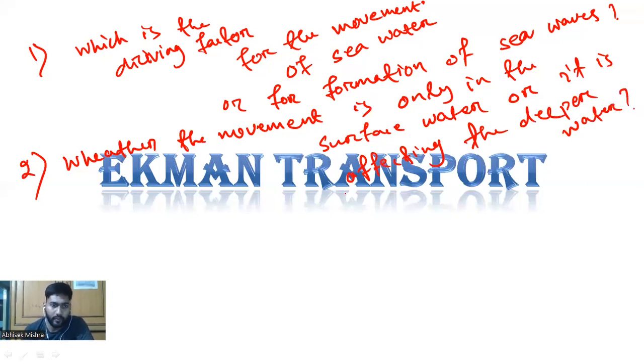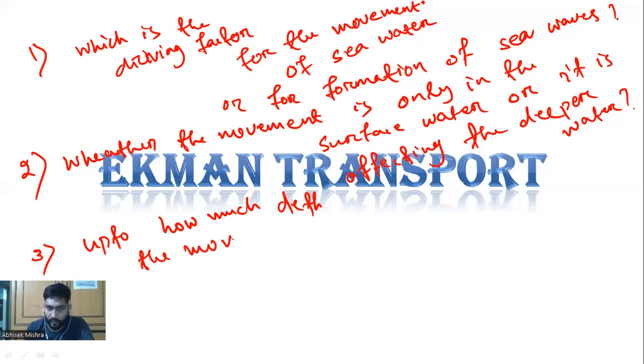This movement which we are observing on the sea surface in the form of waves, is it also there in the deeper water, or is there movement in the deep water because of this driving factor which is causing the movement in surface water? And if it is affecting the deeper water, then up to how much depth is the movement observed, the movement of seawater or ocean water?